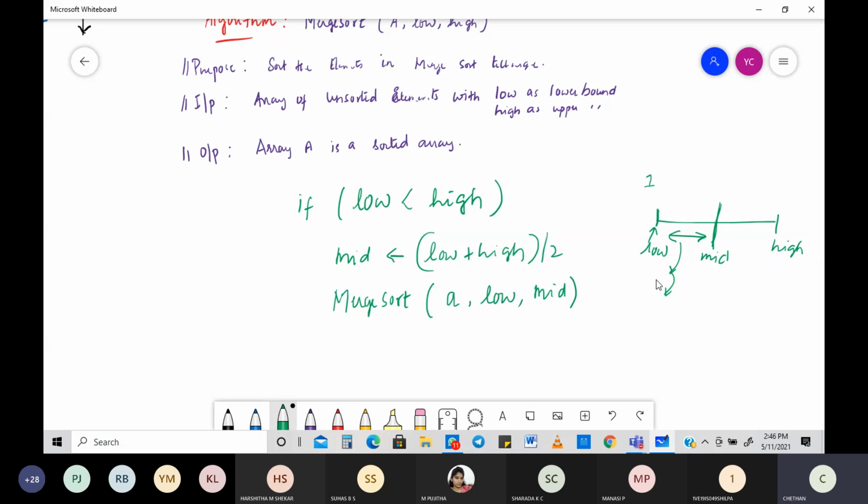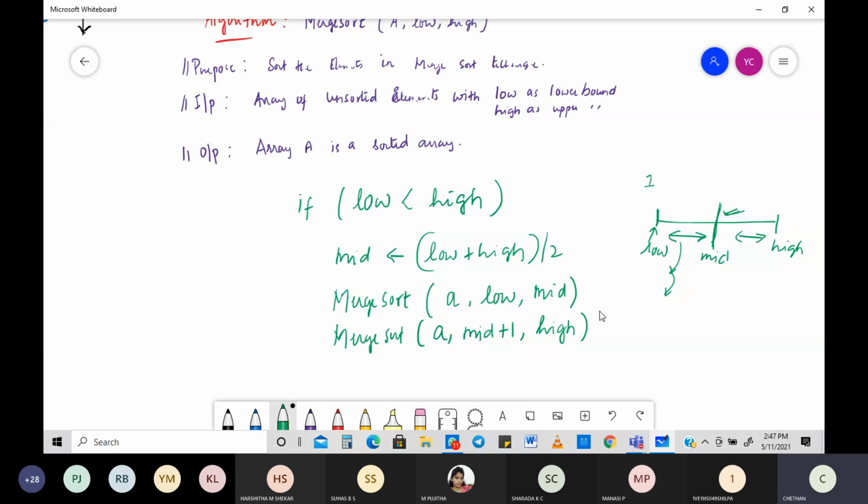Next thing, I need to go for this one also, right? So what is that? This one needs to be represented. From where? What's the next element? From the next element up to midpoint. Low to midpoint is the left one. So what's the next thing I'm going to write for the right hand side? Merge sort, again, there's an A. Then from the next part, mid plus 1. Why plus 1? Because I need to start from the next element after mid. Okay, so mid plus 1 up to where? Up to high.